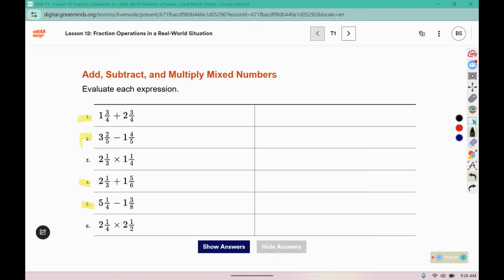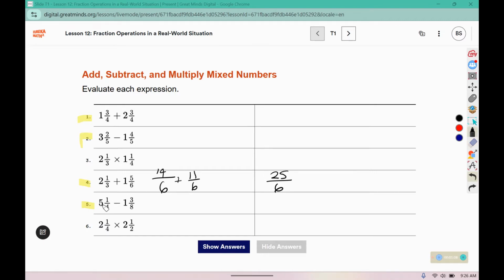So here I have 2 times 3 would be 6, plus 1 more is 7. 1 times 6 is 6, plus 5 more makes 11. But these are not common denominators, so I need to change this to match up with a 6. 3 times 2 is 6, and 7 times 2 is 14. 14 plus 11 makes 25. You do not have to change it back to a mixed number for me.